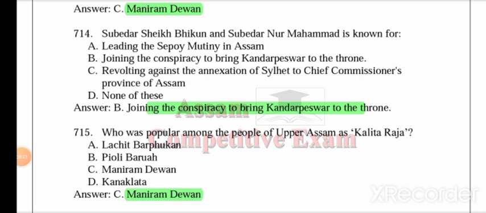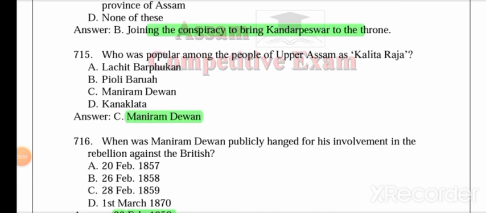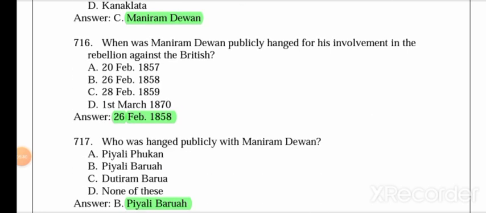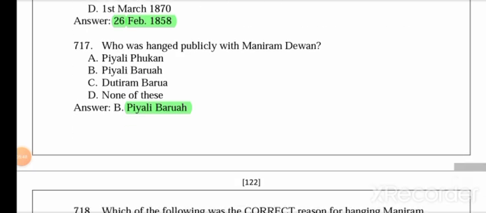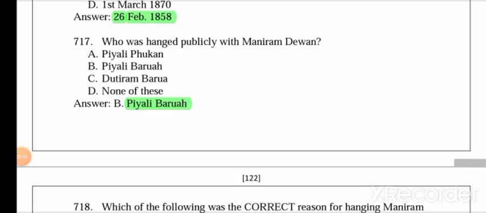Subedar Sheikh Bekhun Subedar Muhammad is known for joining the conspiracy to bring Kanda Peshwa to the throne, who was popular among the people of Upper Assam as Kalita Raja. It was Maniram Diwan. When was Maniram Diwan publicly hanged for his involvement in the rebellion against the British? 26th Feb of 1858.